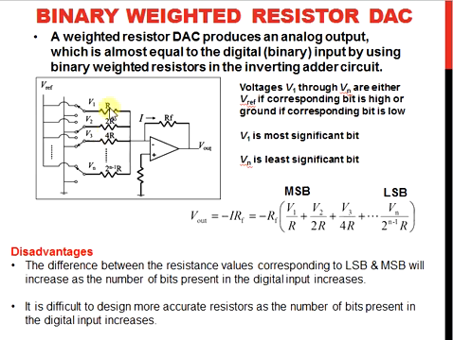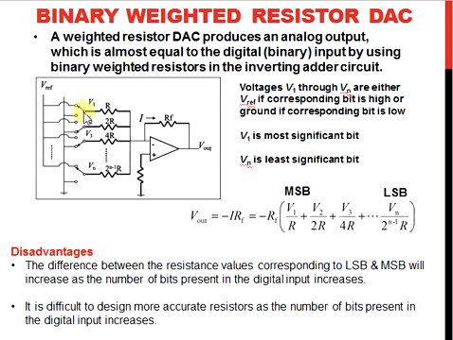This is increasing in binary order, so that the current at this point will be some value I1, at this point it will be divided by 2, at this point divided by 4, and so on. So we are arranging resistors in increasing order of binary values, so that this corresponds to the most significant bit, this is the second most significant bit, and so on, and this is the least significant bit.